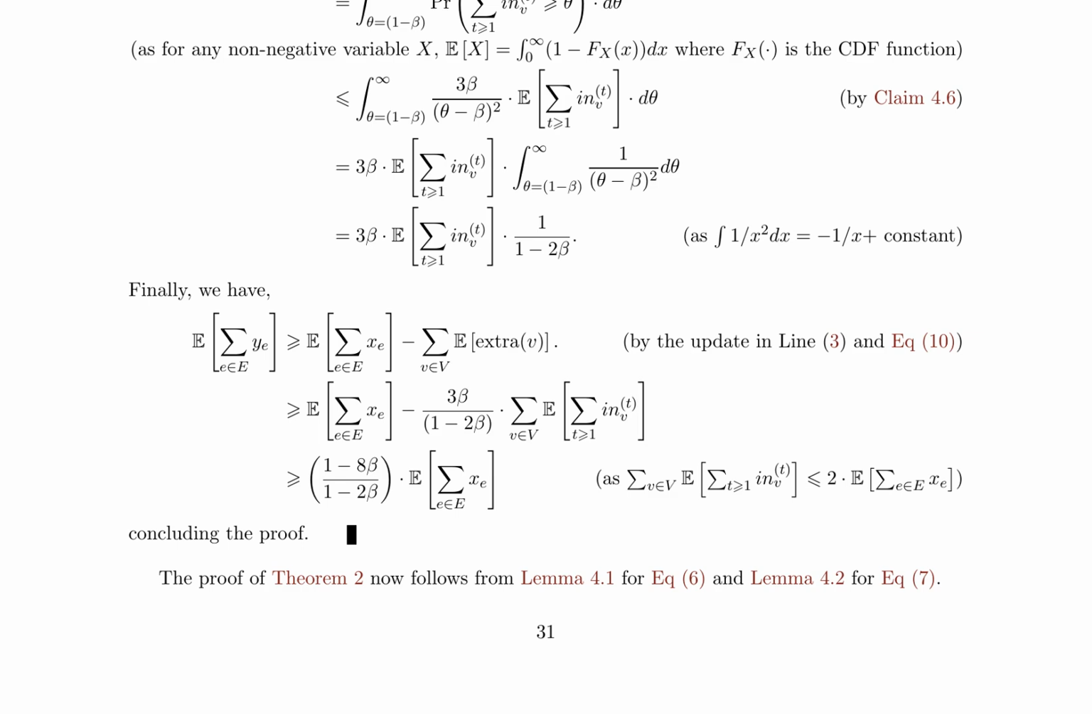The final result of the lemma is used to prove theorem 2, which is stated on page 31. This theorem provides a bound on the expected value of the sum of the variables over all vertices, and is proven using lemma 4.1 and lemma 4.2. Key terms and concepts include claim 4.6, which provides a bound on the expected value of the squared difference between the estimated and true values of a variable, lemma 4.2, which gives a bound on the expected value of a function of the variable, and extra, v, a function of the variable defined as the minimum of the variable minus a threshold and 0.